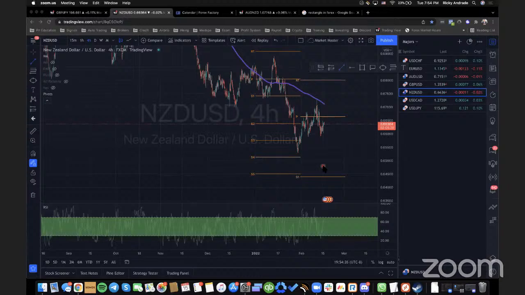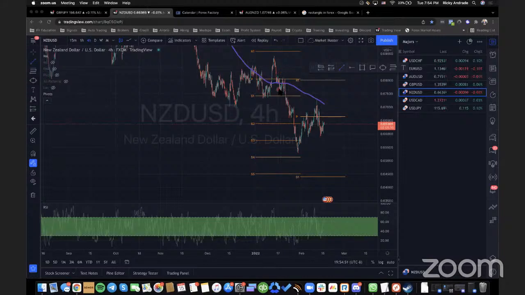Okay, so GBP USD. I think Euro USD is second, and NZD USD. So I'm on NZD USD already, so we'll check that one out. And then we'll get into Euro USD.